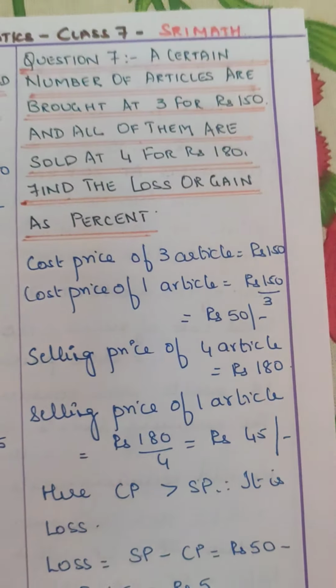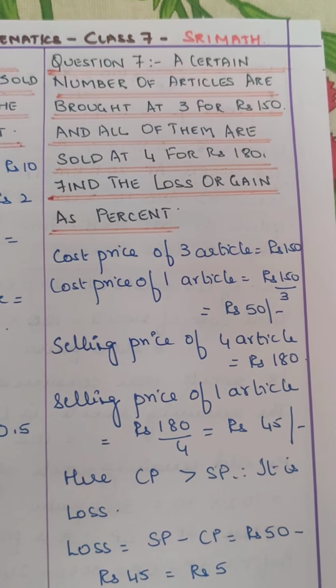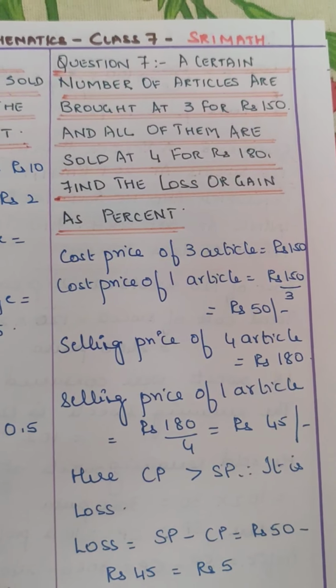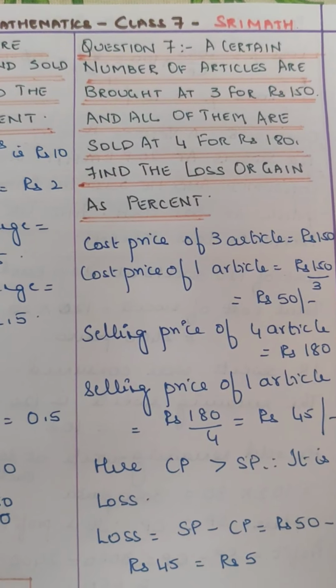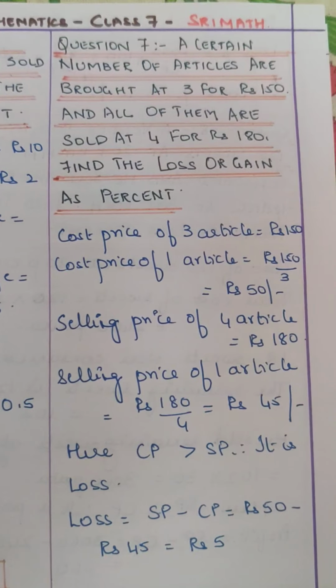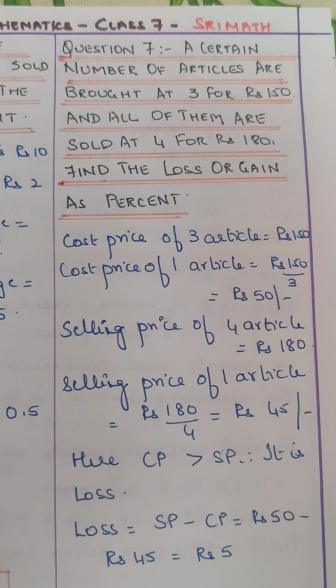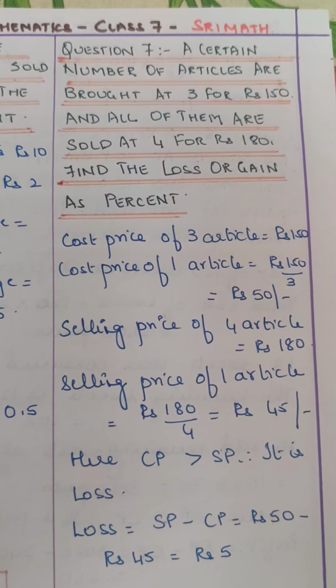Let's move on to question number 7. A certain number of articles are bought at 3 for rupees 150 and all of them are sold at 4 for rupees 180. Find the loss or gain percent. Cost of 3 articles is equal to 150. Therefore, cost price of 1 article is equal to 150 by 3, that is 50 rupees.